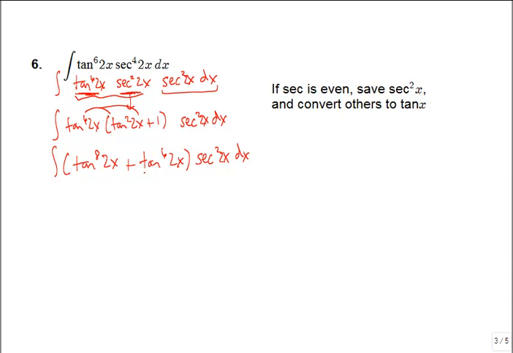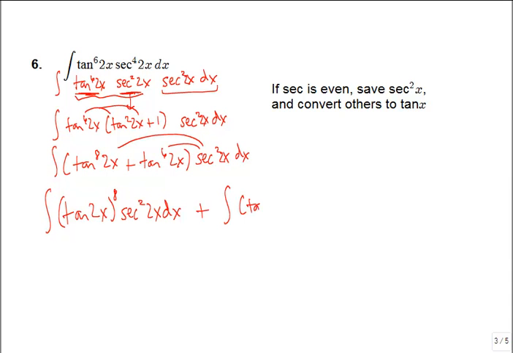And now I'm going to break this up into 2 different integrals, this one and this one. So we'll get tangent of 2x to the 8th times that secant squared 2x plus tangent of 2x to the 6th times secant squared 2x dx. So the reason why this strategy works is because of pattern recognition.